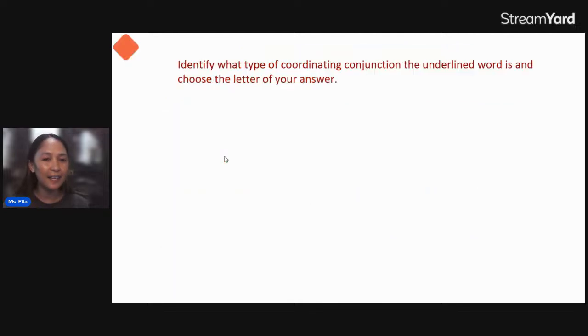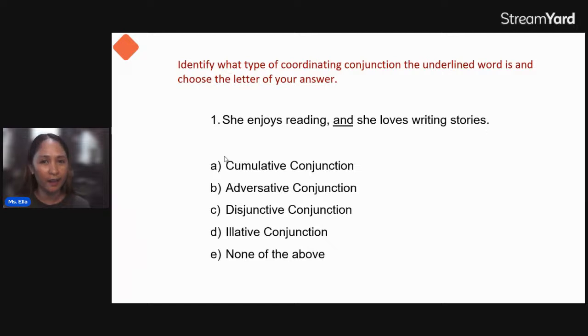All right. So let's practice. Identify what type of coordinating conjunction the underlined word is, and choose the letter of your answer. Okay, so everyone, I want you to write the number, the item, and then the letter of your answer in the comment section.